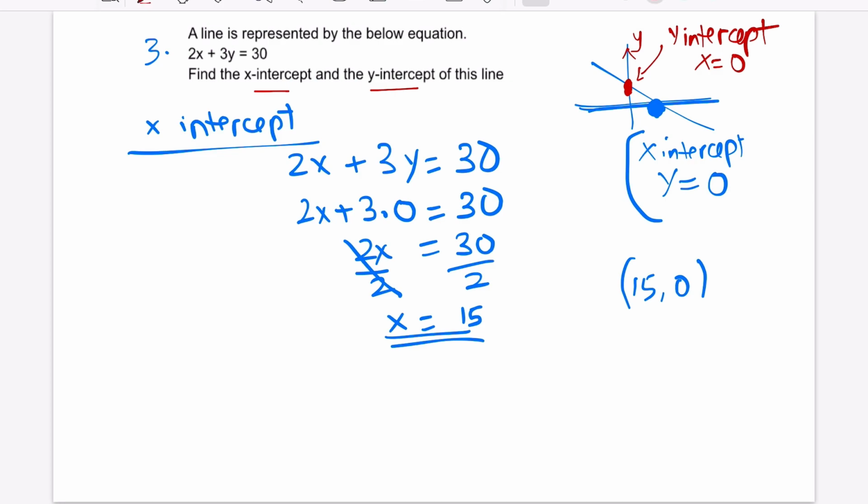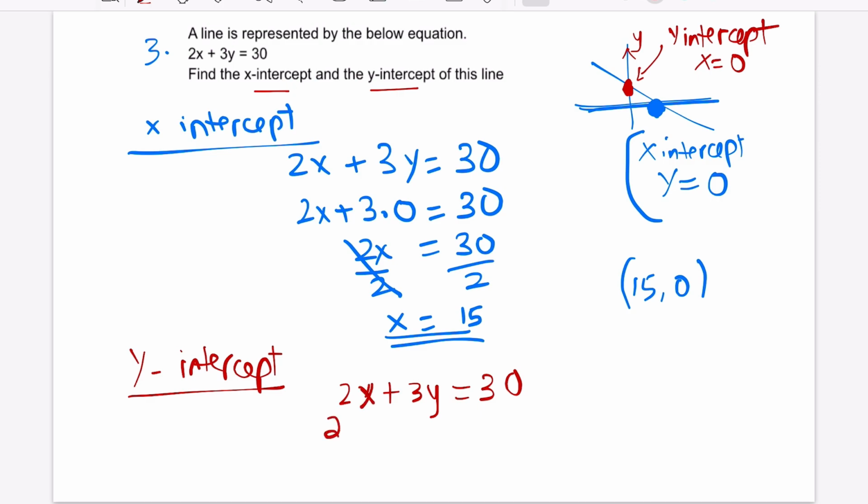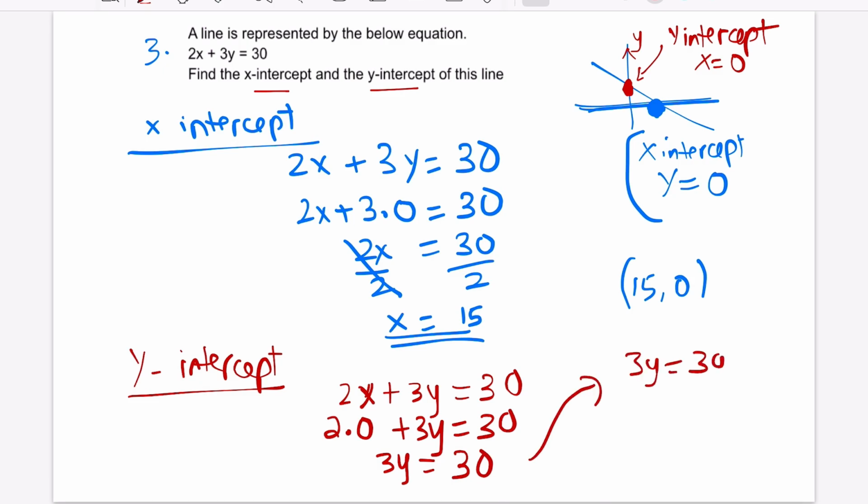Alright, so let's do the y-intercept now. Again, the y-intercept is the value of y on the y-axis where x is 0. So in order to find the y-intercept, merely plug in the value 0 for x in this equation. So 2 times x becomes 2 times 0 plus 3y is 30. 2 times 0 is 0 plus 3y is 30. So we have 3y as 30. To find y, divide by 3 on both sides. So we are left with y as 10. Or in other words, the coordinate of the y-intercept here is 0 comma 10.